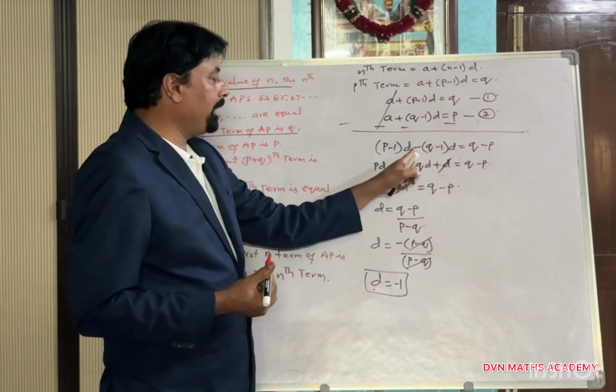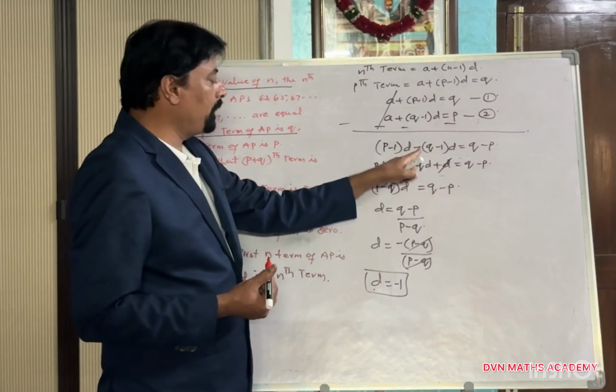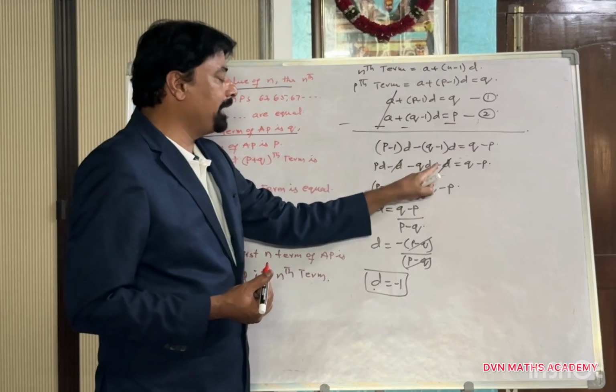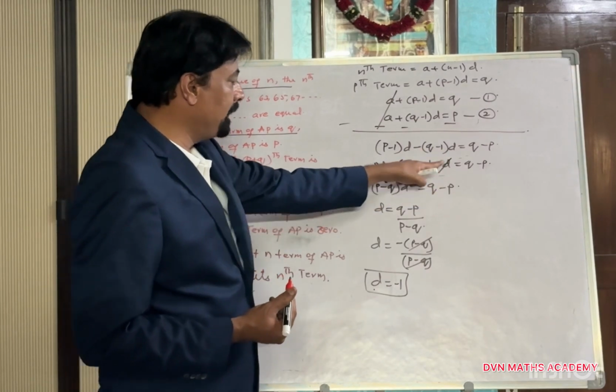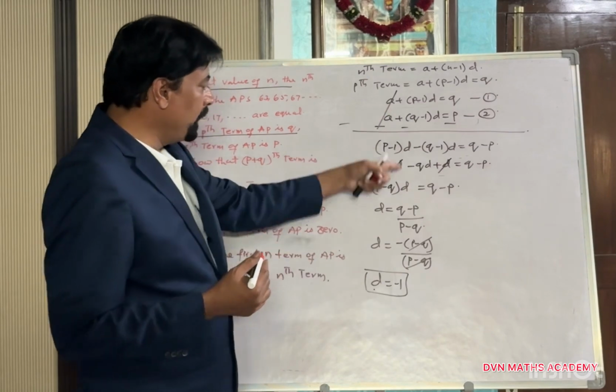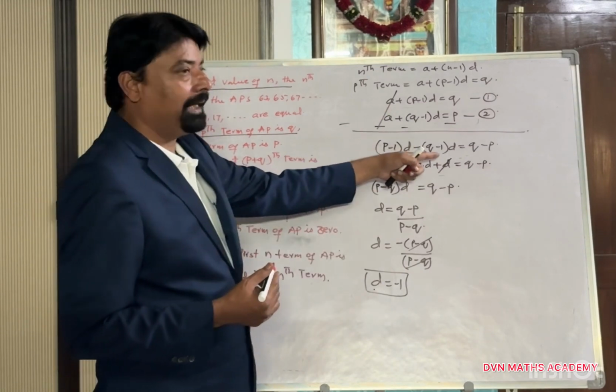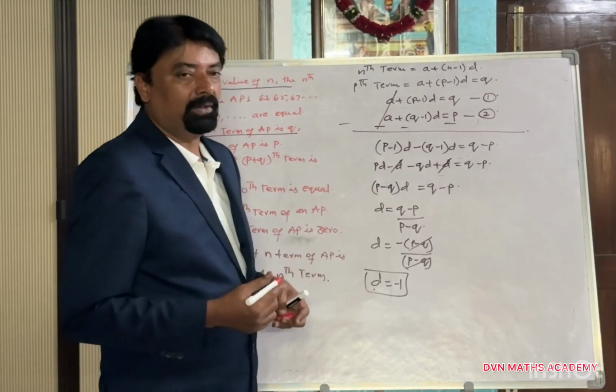When you maintain the bracket, you will get the correct answer. Otherwise, if you do not maintain the bracket, here minus into minus, you might write it as a plus. Sometimes the student will make a mistake in this calculation only. So while solving this, you want to concentrate on the calculation. Then you will get the value of d.